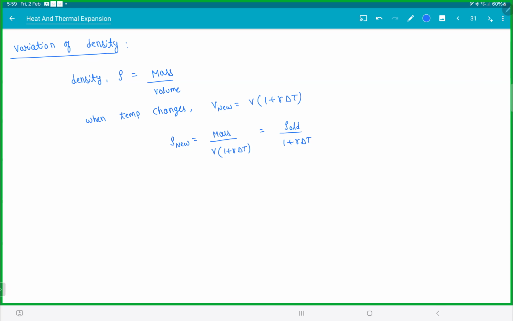So this is the formula there. So density, right? Whenever you increase the temperature, this is what happens. As such, in this chapter, we don't have really good problems on this, but in fluid mechanics, we'll do a lot. So generally, whenever you increase the temperature, the density decreases. But there is an exception here. Anomalous expansion of water.